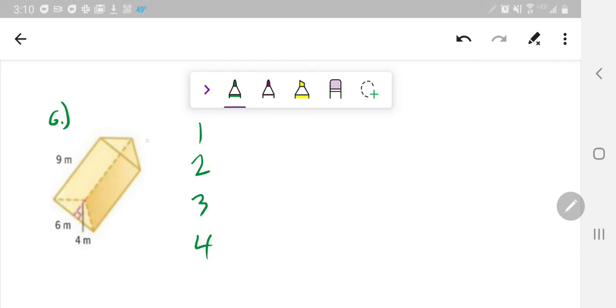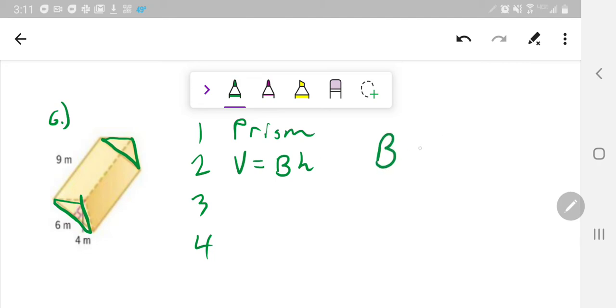All right, first step, identify the shape. Do you see 2 parallel faces? I do. I see this one and I see this one. So this is a prism. Next, we need the volume formula for a prism, which is V equals big BH. And step 3 is to fill in everything. So we need to find out what B is. And B is always the area of the base, and in this case the bases are triangles.